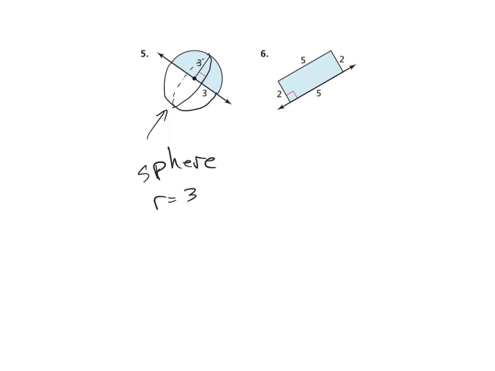Okay, number 6, again, just flip the picture on the other side and then connect the corners with ellipses, okay? All right, so you have a cylinder. The radius is 2 and the height is 5.